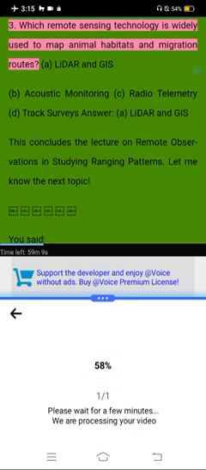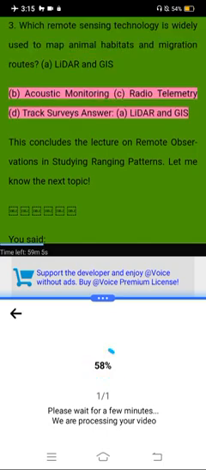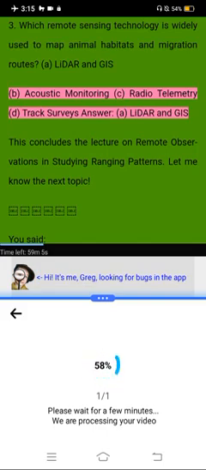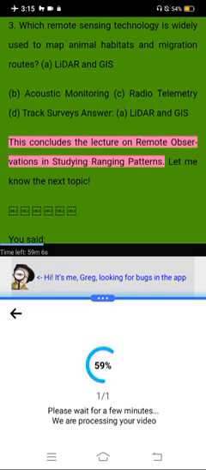3. Which remote sensing technology is widely used to map animal habitats and migration routes? A. LiDAR and GIS. B. Acoustic monitoring. C. Radio telemetry. D. Track surveys. Answer. A. LiDAR and GIS. This concludes the lecture on remote observations and studying ranging patterns.